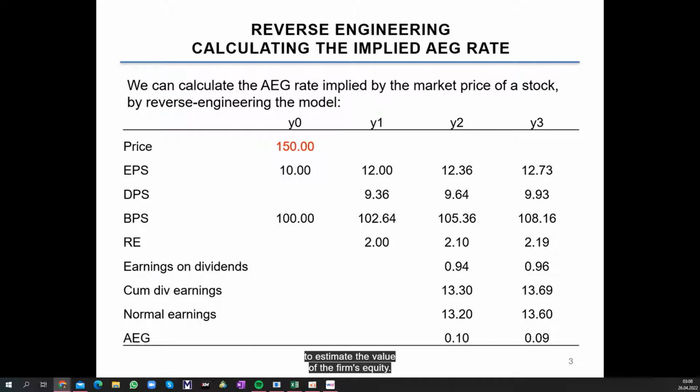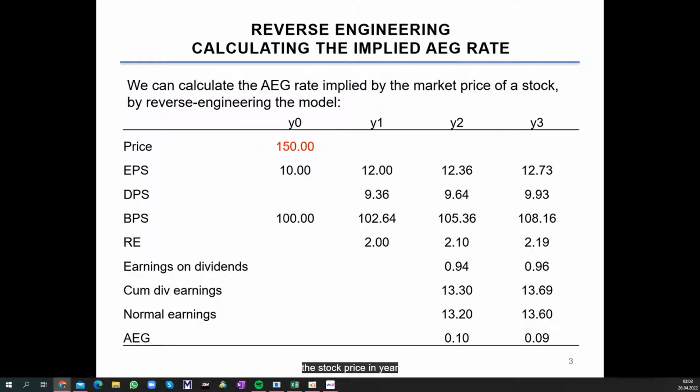So far, we have been using the abnormal earnings growth model to estimate the value of a firm's equity. The price in the valuation formula was our unknown, and we were using estimates of future earnings, future abnormal earnings growth, long-run growth rates, and the cost of equity capital to calculate the price. In this exercise, we will use the abnormal earnings growth model to calculate the long-run growth rate in abnormal earnings growth that is implicit in the stock price as of year 0.